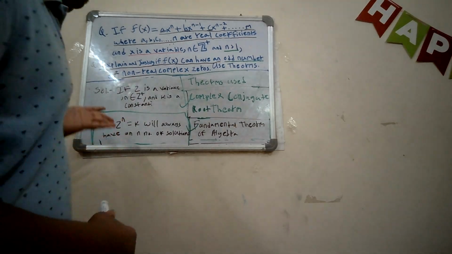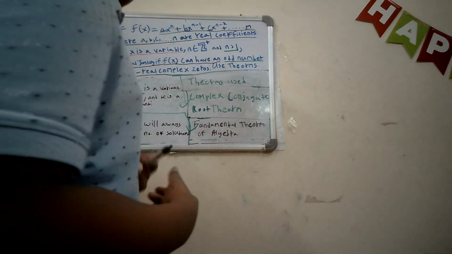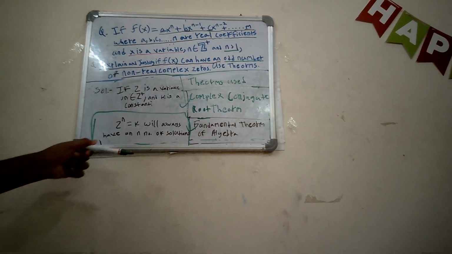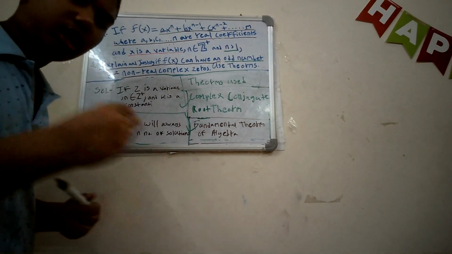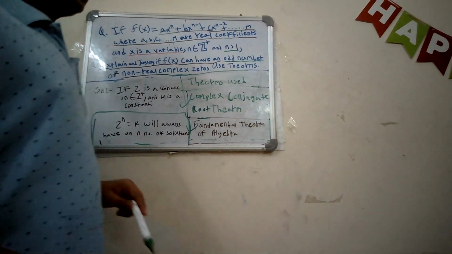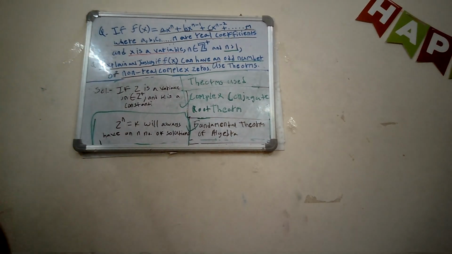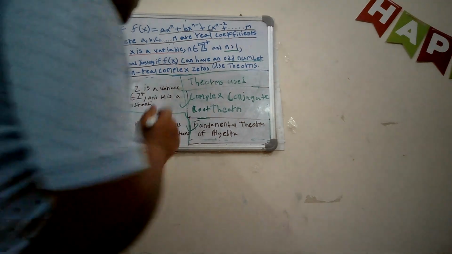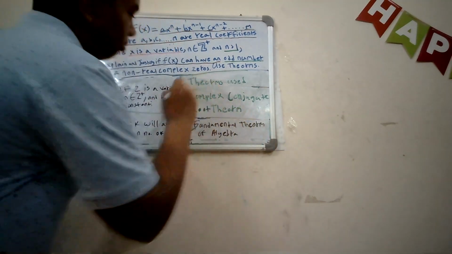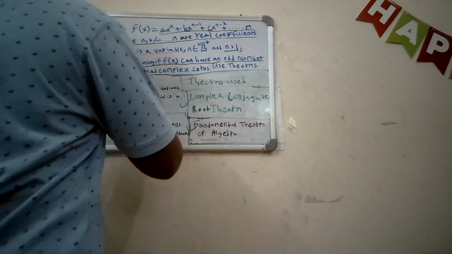Let's see. If n was 3, this would be cubic. We would have 3 roots, an odd number of roots. But we don't know if the roots are real or non-real. And same if it's 2, the roots are even, but how do we know if the roots are non-real or real? We have to know that. So I guess this theorem helps to build on this theorem.